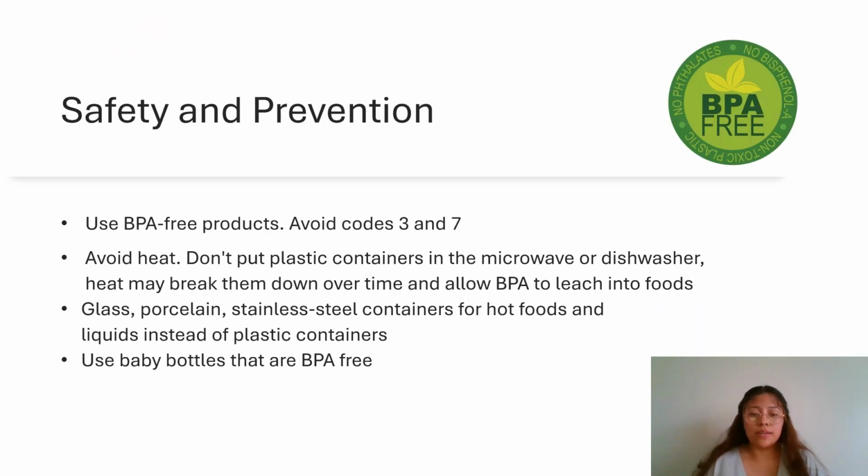There are some safety and prevention tips here so you don't consume BPA or get it in you. You can use BPA free products and avoid the codes 3 and 7. Avoid heat. Don't put plastic containers in the microwave or dishwasher because the heat may break them down over time, and this will cause the BPA to leach into foods. You could also use glass, porcelain, or stainless steel containers for hot foods and liquids instead of plastic containers.